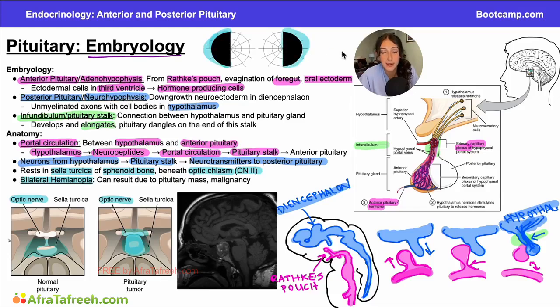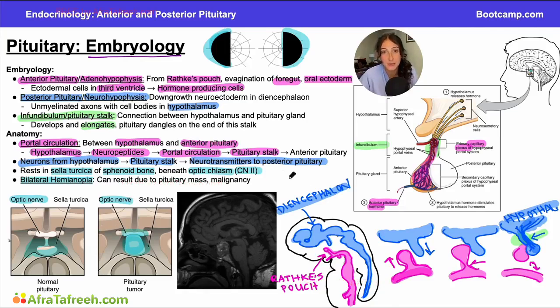So if you ever see on a board style question a description of a patient who has lost both of the outer fields of their peripheral vision, that is a very classic presentation for bilateral hemianopia. And you should immediately be thinking, is there something going on with their pituitary? Is there a mass that is squishing our optic chiasm? And that's why we have this very specific visual deficit. Okay, so let's quickly recap.